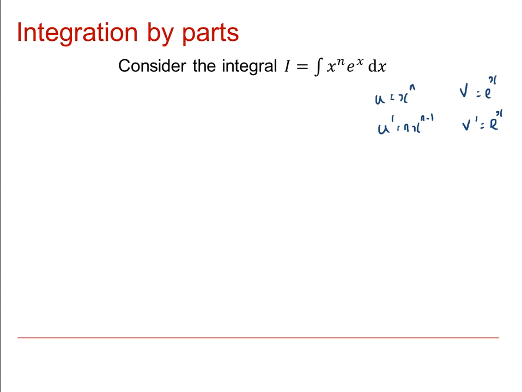Then integration by parts says that the integral will be equal to x to the power n multiplied by e to the x, that's uv, and then minus n times the integral of x to the power n minus 1 multiplied by e to the x, which is u dashed multiplied by v.